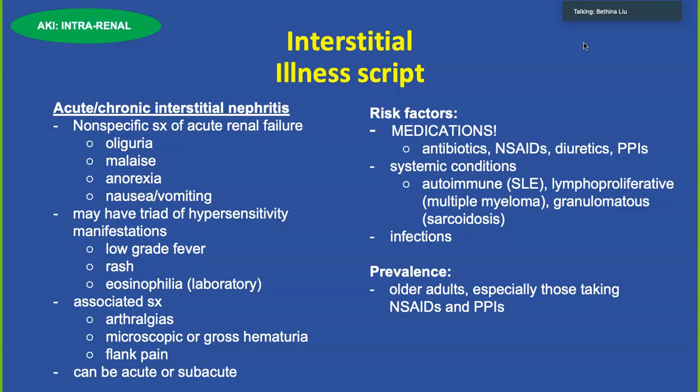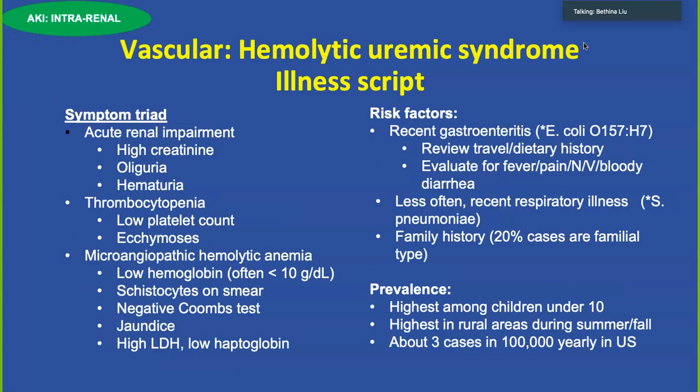And the risk factors, one major category would be medications, and these include antibiotics, NSAIDs, diuretics, and PPIs. Systemic conditions can also predispose to interstitial nephritis, including autoimmune causes like lupus, lymphoproliferative causes like multiple myeloma, as well as granulomatous causes like sarcoidosis. And infections can also cause interstitial nephritis. The prevalence is higher among older adults, especially those who are taking the medications that predispose to this condition.